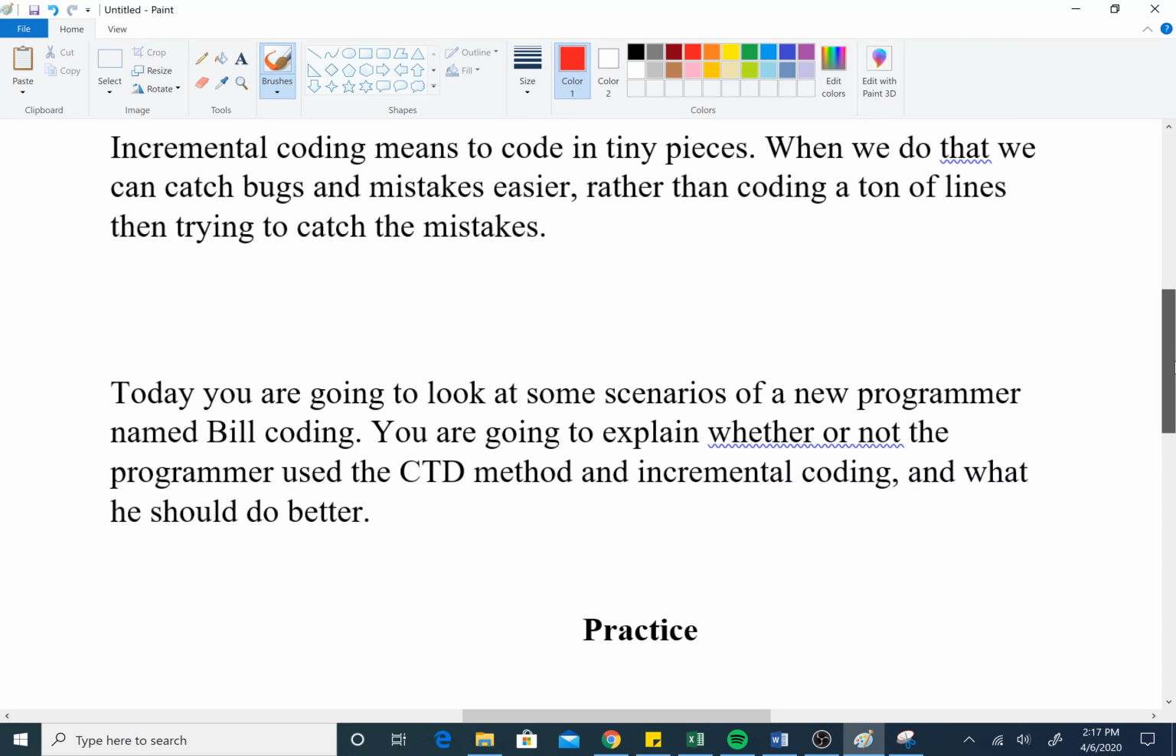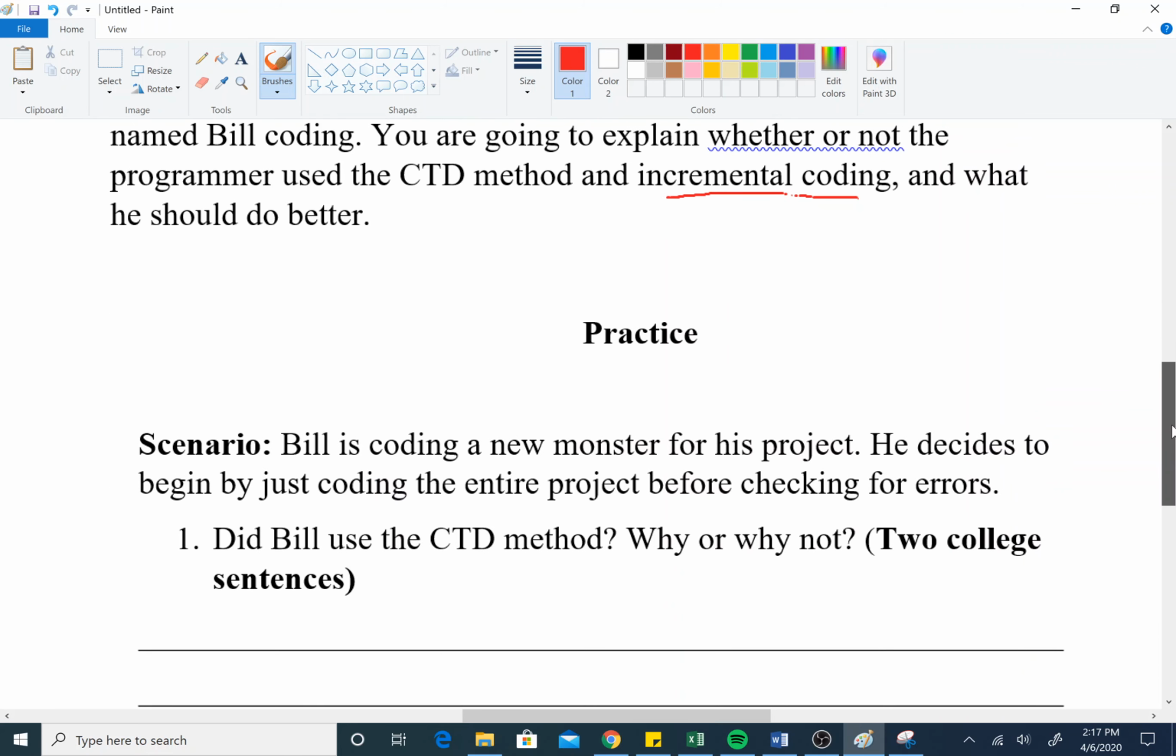So today you're going to be looking at some scenarios of a programmer named Bill coding. You're going to explain whether or not he used the CTD method and whether or not he incrementally coded. So let's look at some practice problems here.